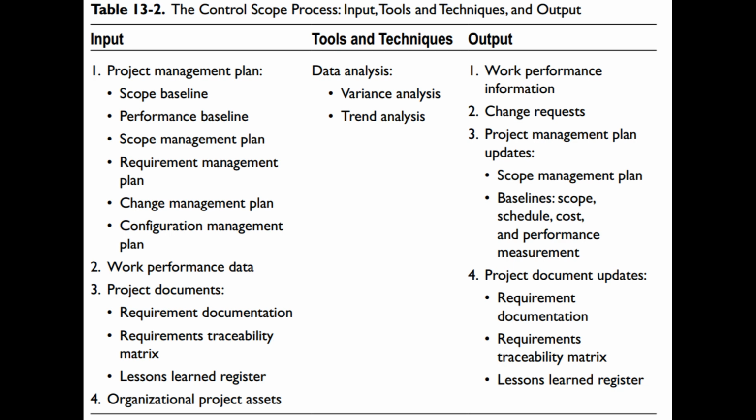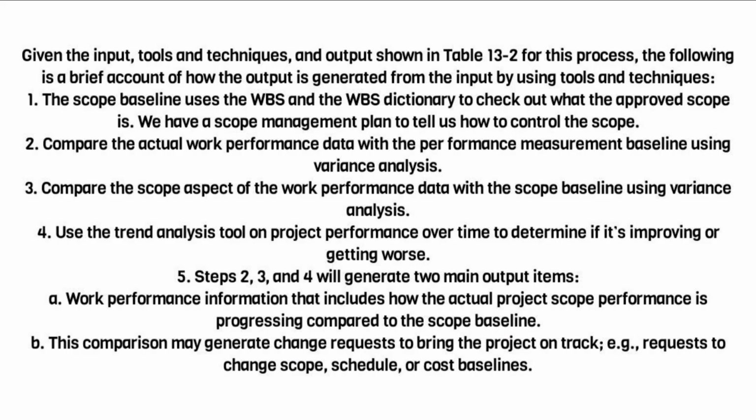Output: 1. Work performance information. 2. Change requests. 3. Project management plan updates: scope management plan, baselines, scope, schedule, cost, and performance measurement. 4. Project document updates: requirement documentation, requirements traceability matrix, lessons learned register.